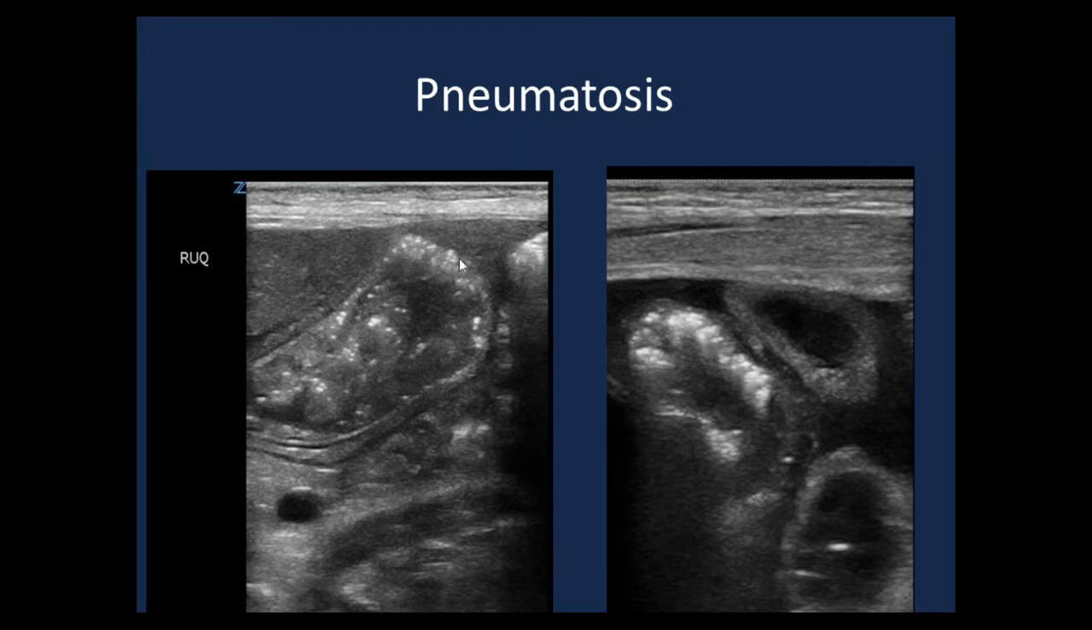So part of the wall is affected by pneumatosis, and in the rest of the wall we can see the layers, we can see the signature is clear. Only part of the wall is affected and the rest of the wall is not affected, and there are no other signs of necrotizing colitis. There are no other fluids, and the color Doppler was actually close to normal.